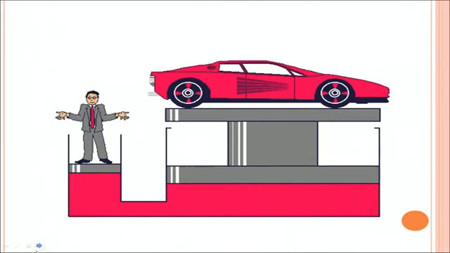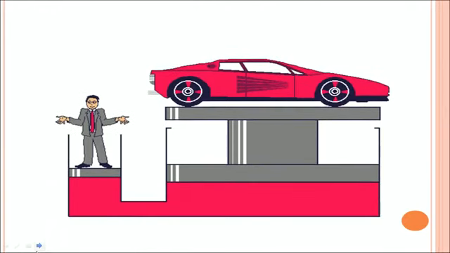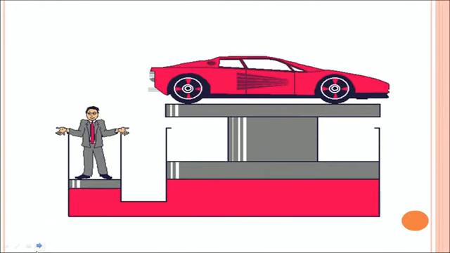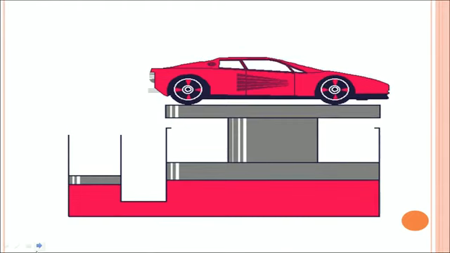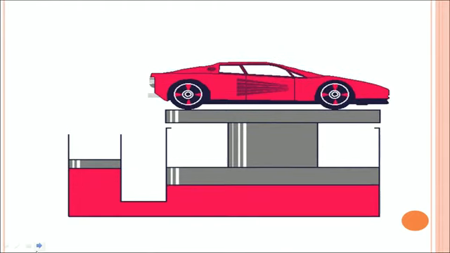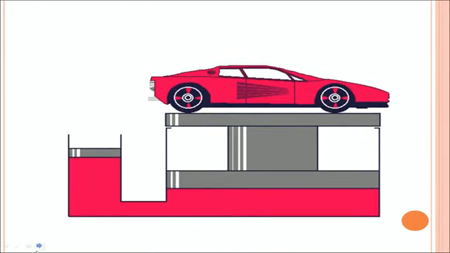Through this diagram, you can see that on one side of the platform, a man is standing and on the other side, a car is placed. But both are connected by the fluid. Obviously, the mass of the man is very low compared to that of the car. Then how is he able to lift a car with such ease? How does it work? Today we are going to learn this concept.